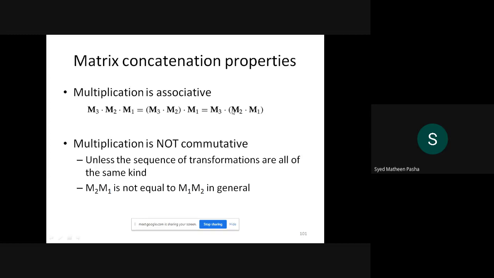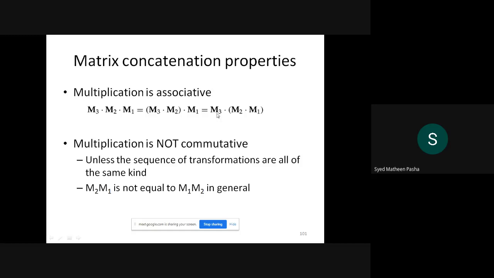That is nothing but multiplication, different multiplications being performed here. I will repeat it again. For any three matrices M1, M2 and M3, the matrix product M3, M2 and M1 can be performed by first multiplying M3 and M2, or by first multiplying M2 and M1, which I can represent in this form.